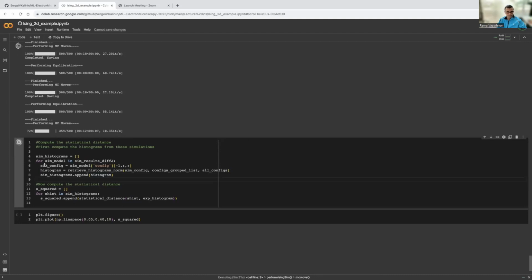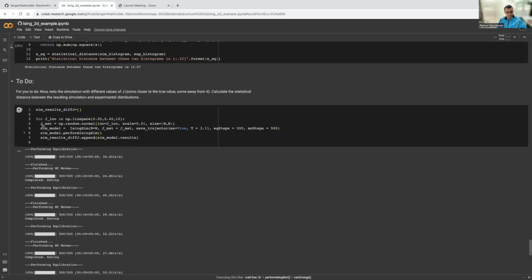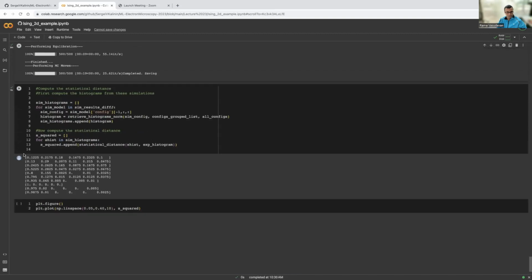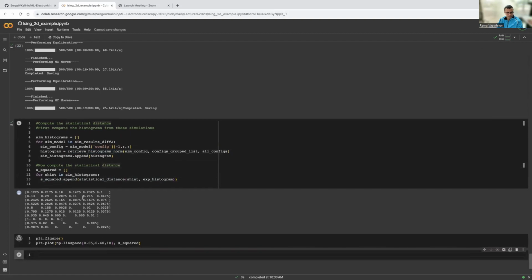All right. So when this finishes, basically what I did, as it shows, is I just changed the values of J that we are going to simulate between 0.05 and 0.4. And again, we use the same temperature as we got in the experiment, and then we're going to compute the histograms, which again, we just use the retrieve histogram function. And then I can also compute the statistical distance squared based on these different values of J and look at what it looks like, right?